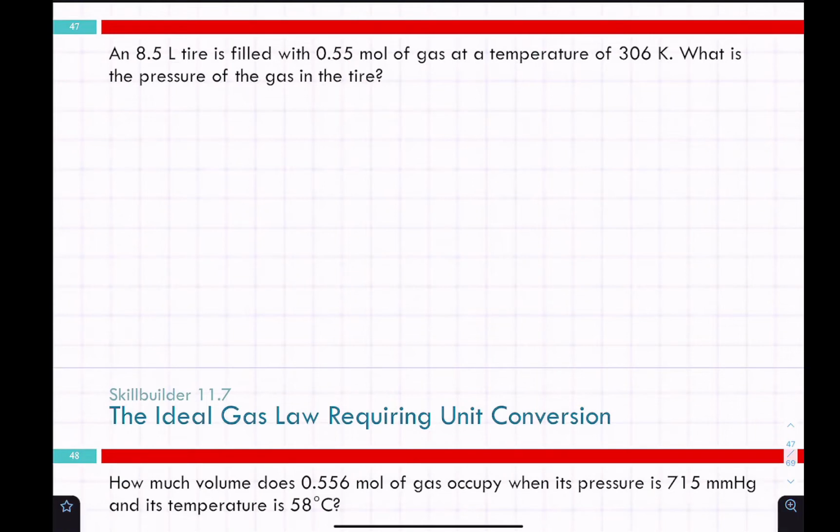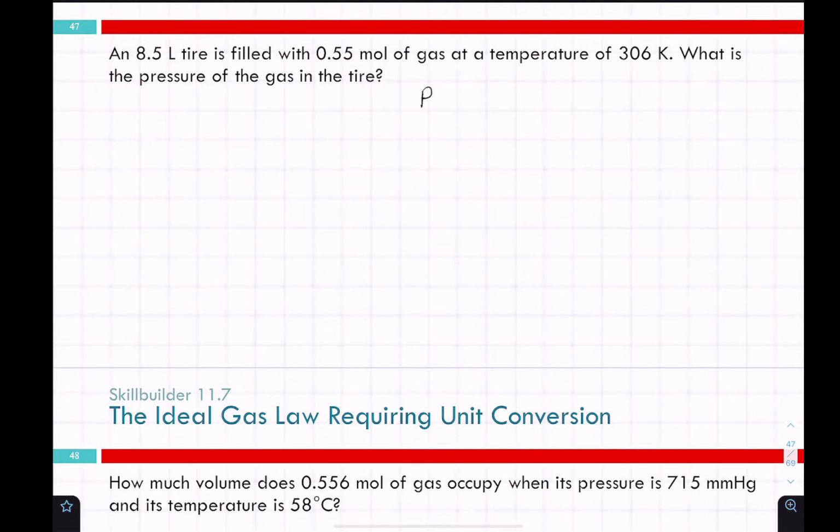And again, maybe make mental notes about how we know that this would be an ideal gas law problem compared to any of our other problems that we've done. Nothing's changing here. We're just given that this tire has some amount of gas in it at a certain temperature and a certain volume. What's the pressure? The simple gas laws have to have a change. The ideal gas law is just going to be, these are the conditions, calculate whatever the remaining condition is.